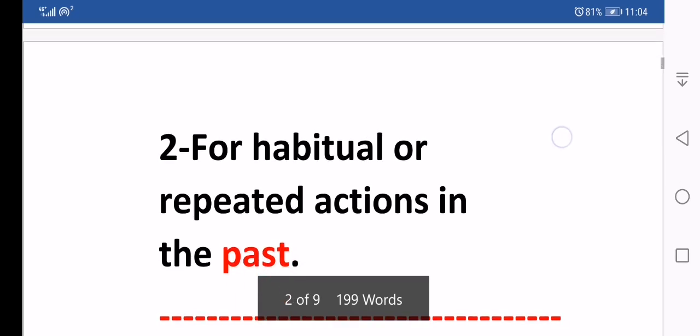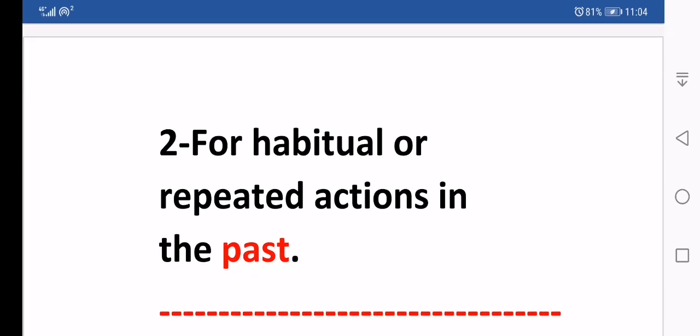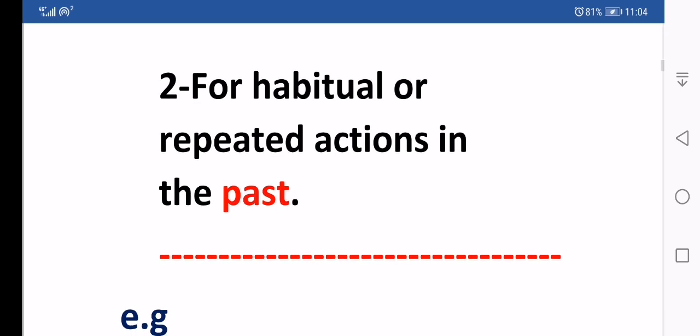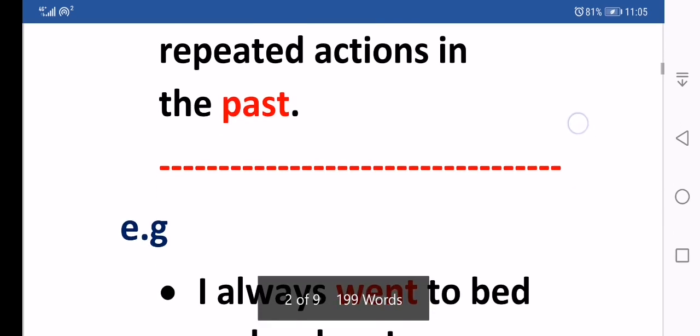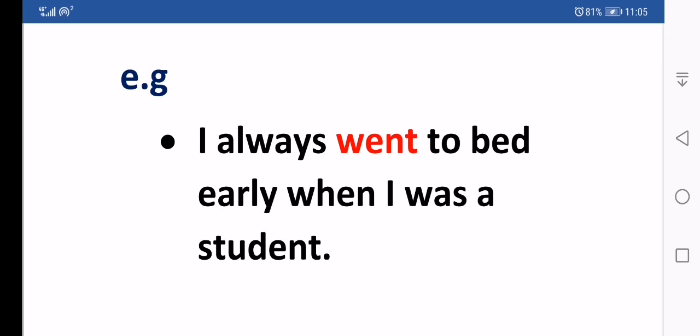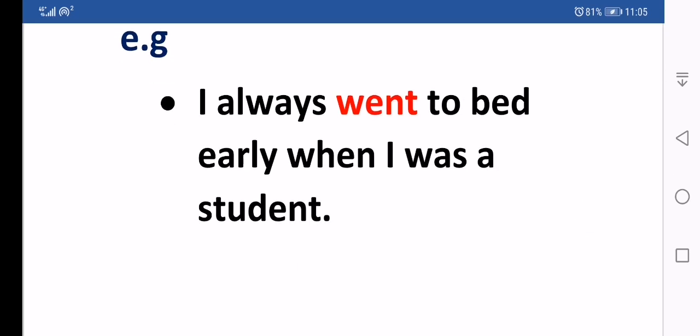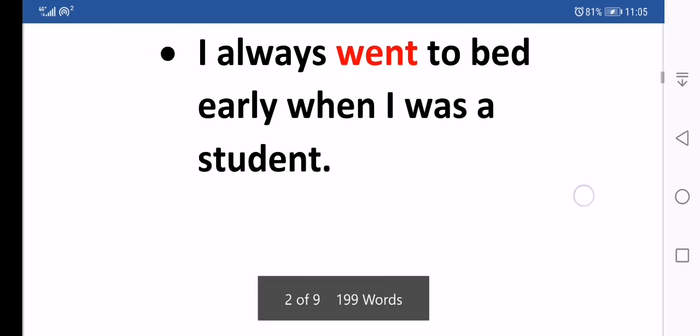The second use of the simple past tense is that we use it for habitual or repeated actions in the past. So the simple past tense is used to express a habit or a repeated action that happened in the past. For example, I always went to bed early when I was a student. This is a habit of mine, that I went to bed early when I was a student. So it means I used to go to bed early.